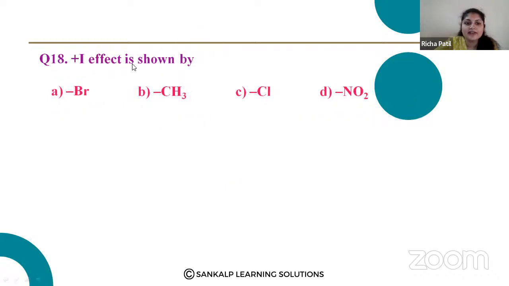Next, the plus R effect is shown by which of the groups? Which of the groups will show the plus R effect?